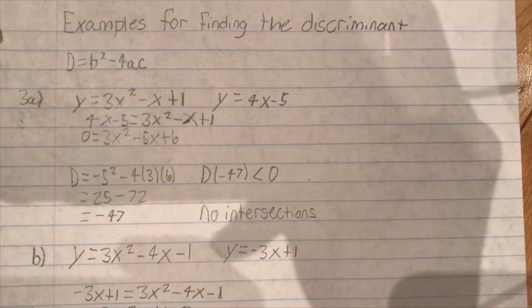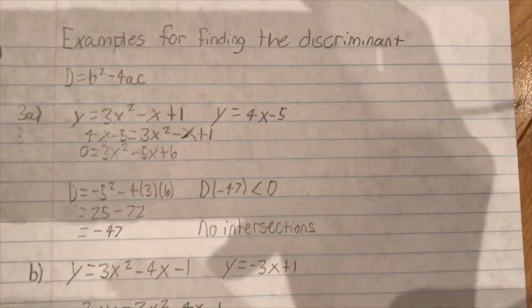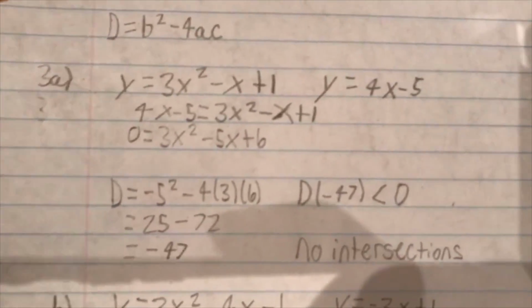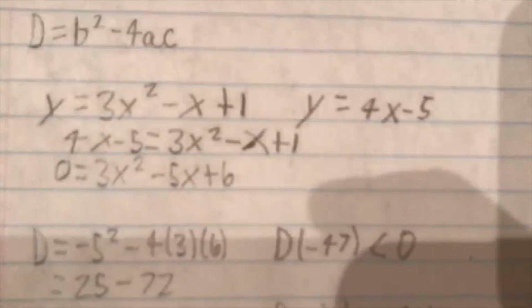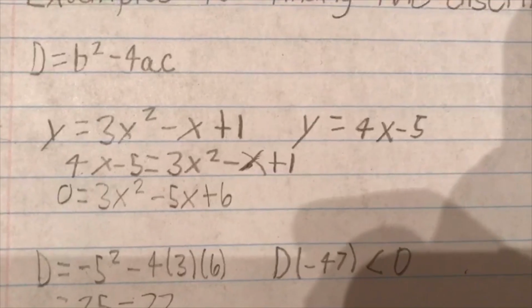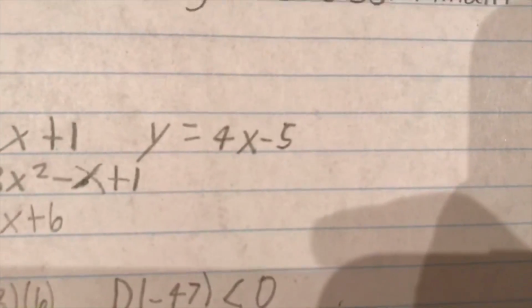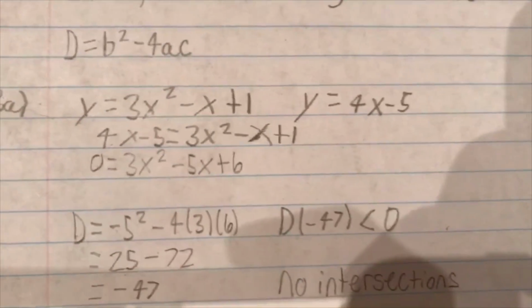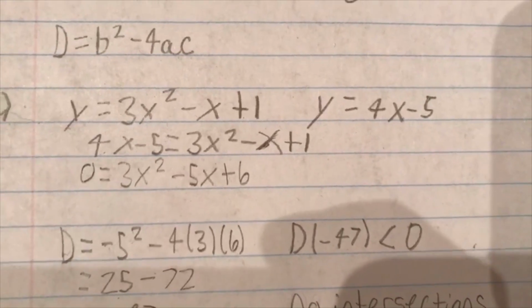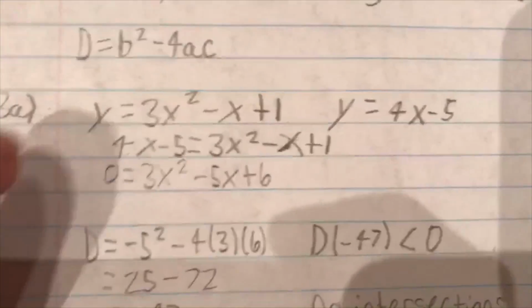Here's a few questions from the workbook that will help you find the discriminant. Specifically, this is question 3a. The quadratic equation is y equals 3x squared minus x plus 1, and the linear equation is y equals 4x minus 5. So again, what you will do is substitute the linear equation into the quadratic equation, or vice versa, which is this step.